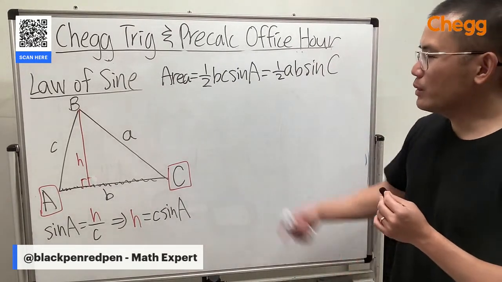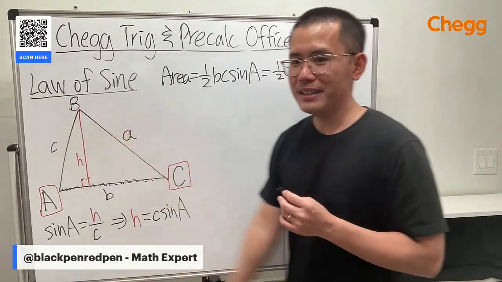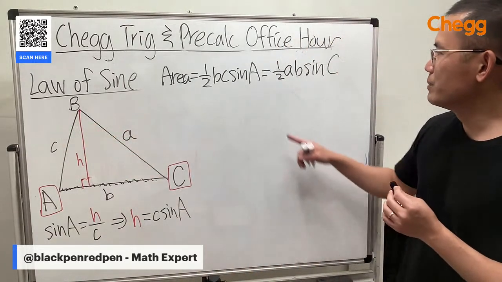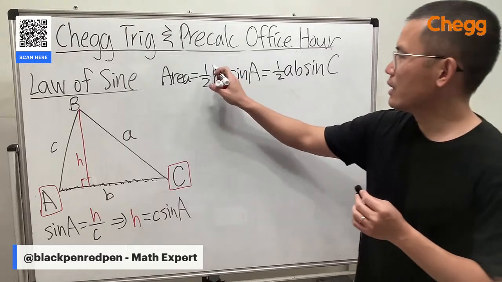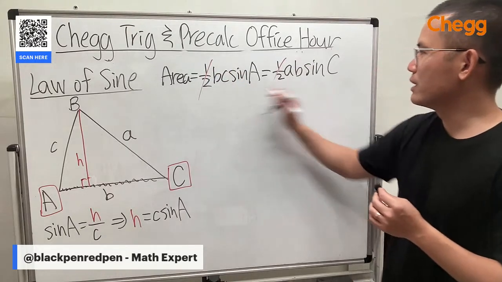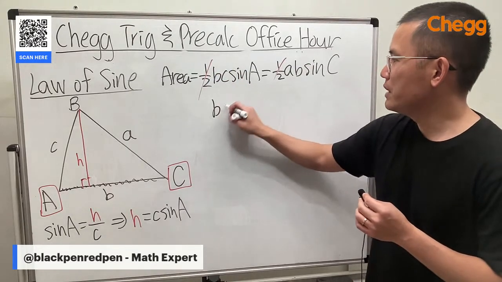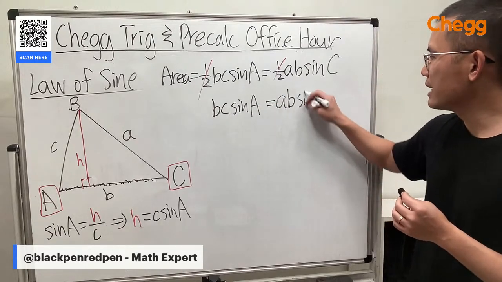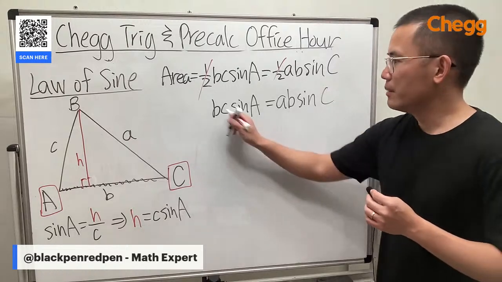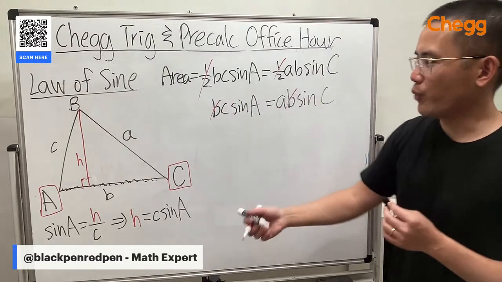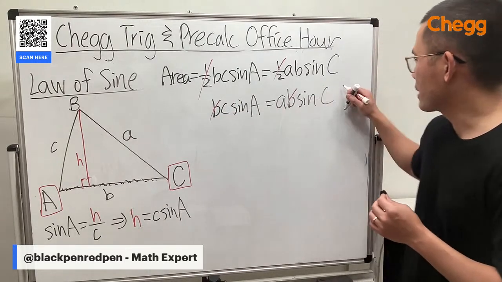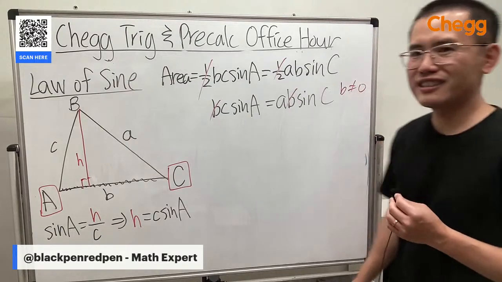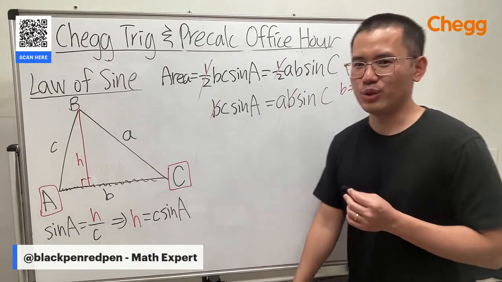Okay, we can also do the same thing for B, right? But as you can see, pretty soon, right here, the 1/2 cancel if you look at this equation. So we have BC sine A equals AB sine C. B and B cancel. Of course, B is not equal to 0, so perhaps I will denote that. Otherwise, it's division by 0, that's not good.